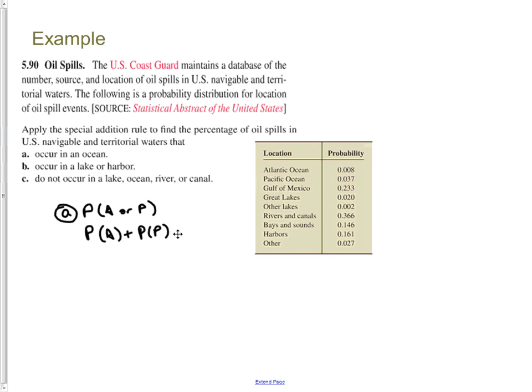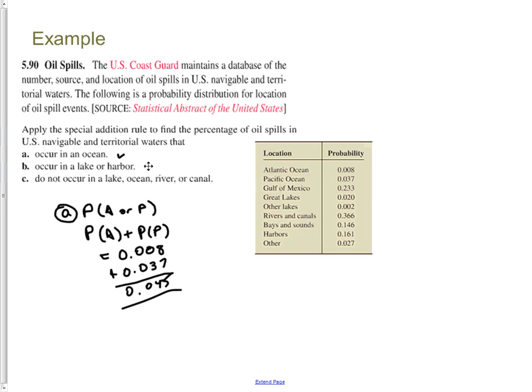The probability of it being Pacific, so we would add our 0.008, pardon me, plus our 0.037 and find that our probability was 0.045. All right, so that's for A.